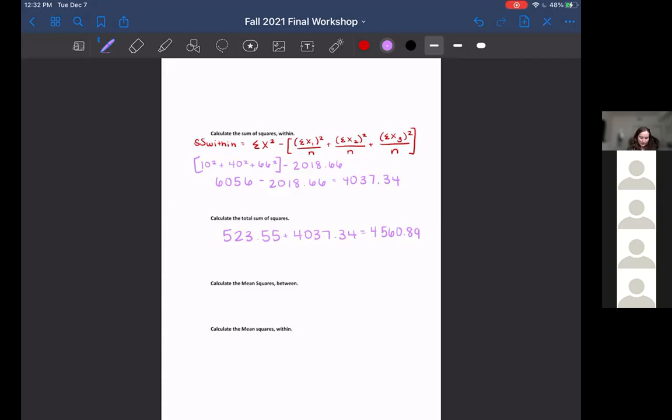No? Okay. So now we need to calculate the mean squares between. So the formula for that would be MS between is equal to SS between divided by the degrees of freedom between. So this is also where the degrees of freedom between and within come in. So we calculated our SS between to be what? It should be this number, right?